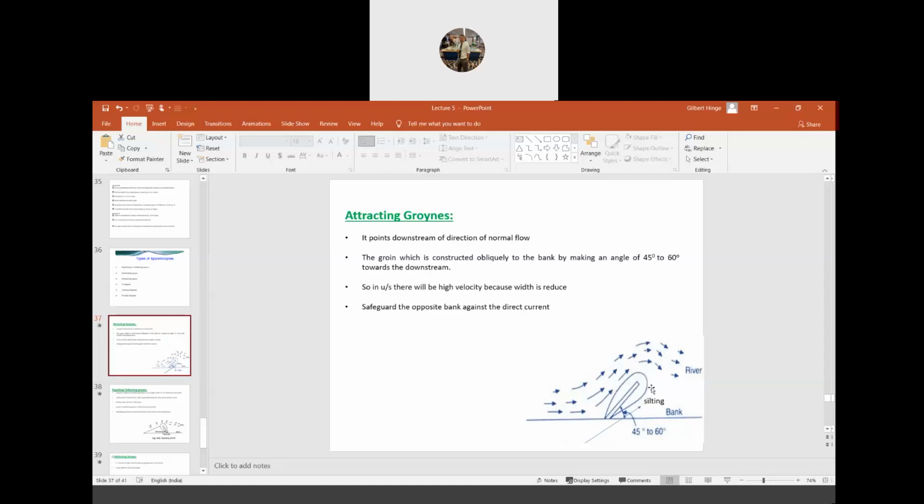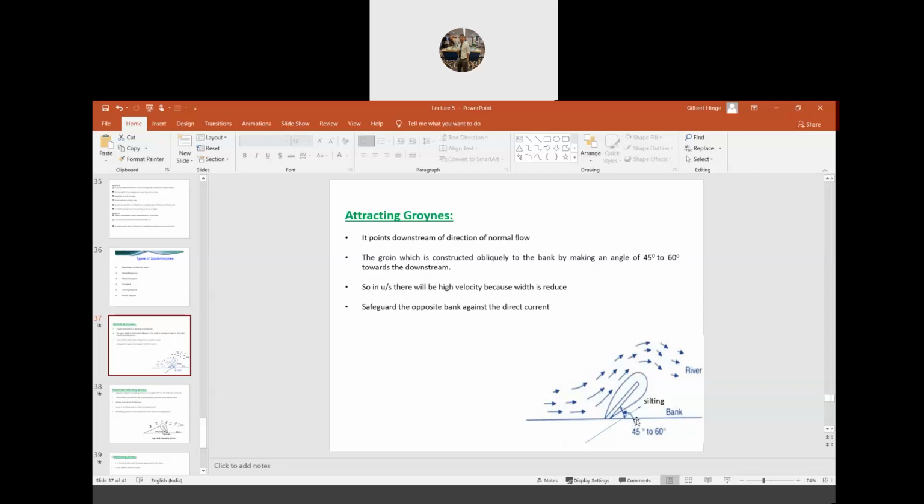Here we have very high velocity. However, now once it reaches this portion, the velocity here will be very less, and in that case silting will start to occur here, and it will prevent this bank from being eroded. So the main thing, when do we use this kind of spurs? When we want to protect this bank here.